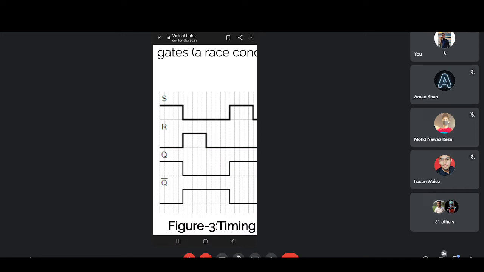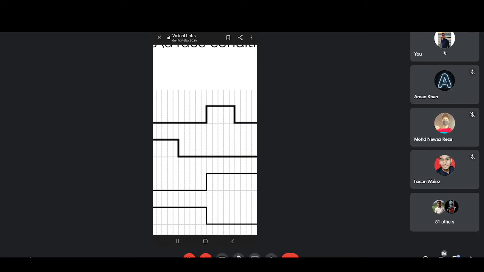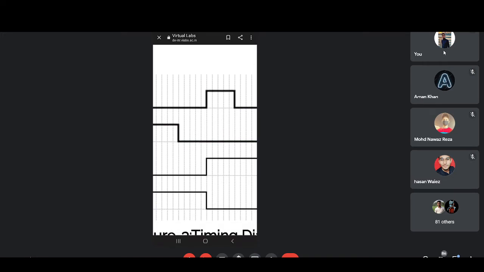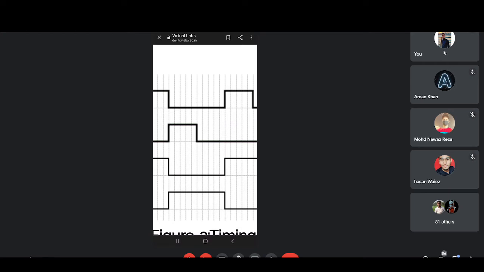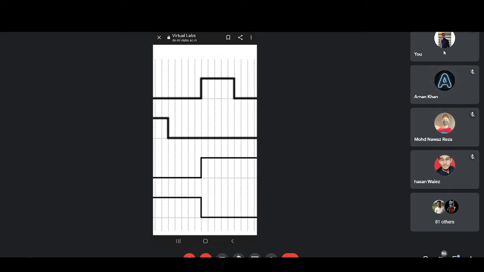After that, we have S is 0, R is 0. What is this state? This is called the memory state. Memory state means whatever the output was will remain as it is. The output is 0 prior to that, so the 0 will continue. Is it clear? And after that, you have S is 1 and R is 0, so again the set state.